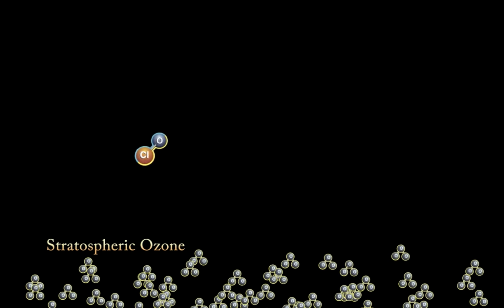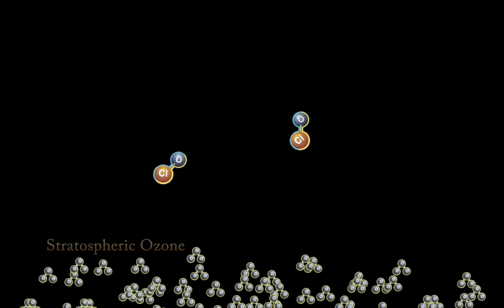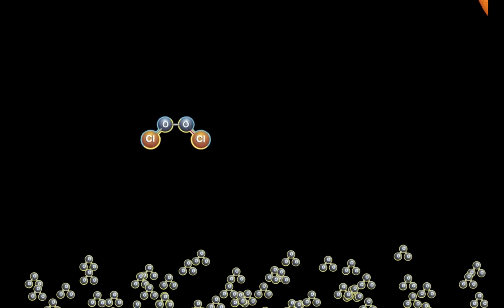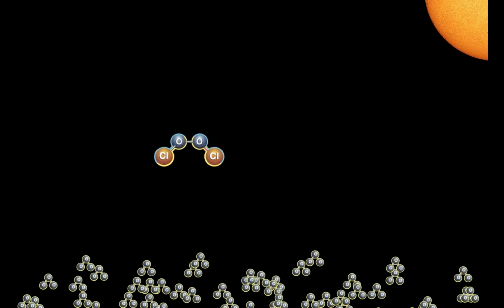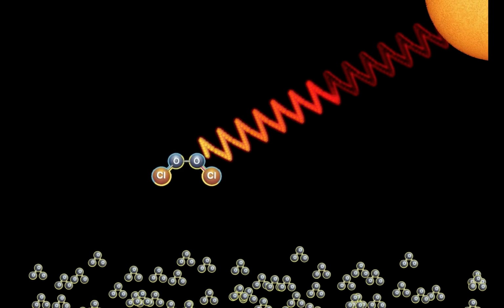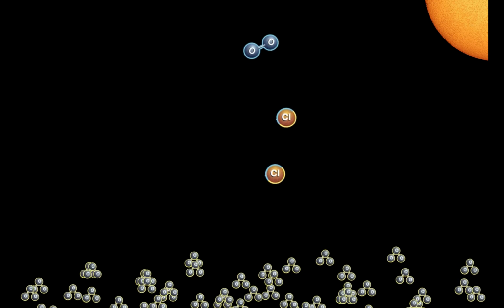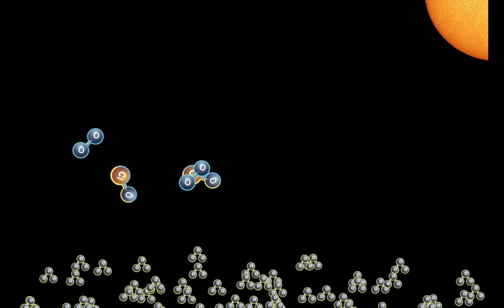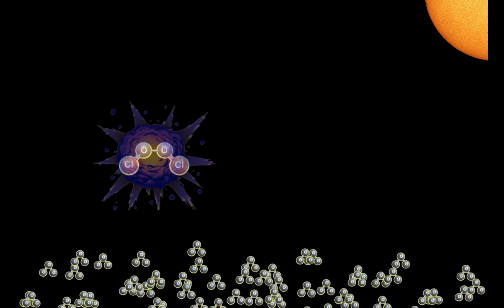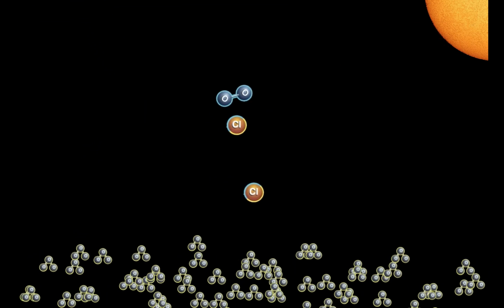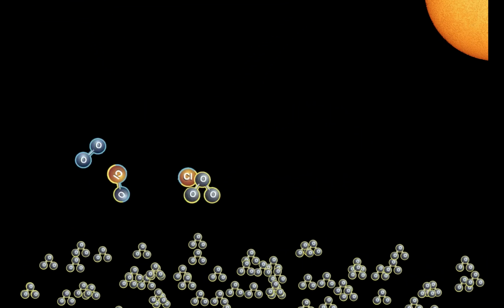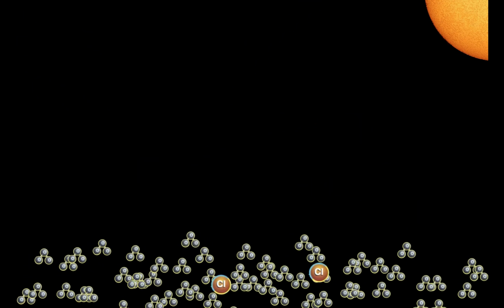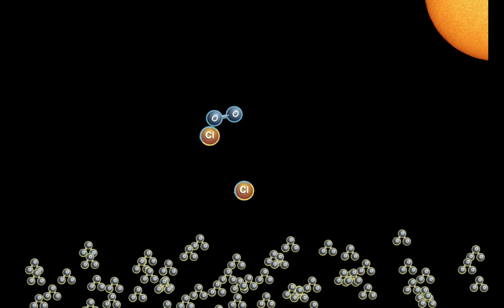Chlorine-free radicals destroy ozone. The resulting molecules bond together, but they are weak and easily broken. Light from the rising sun is strong enough to re-release the chlorine atoms, allowing them to destroy even more ozone. And the catalytic cycle repeats itself. Each chlorine atom can destroy thousands upon thousands of ozone molecules.